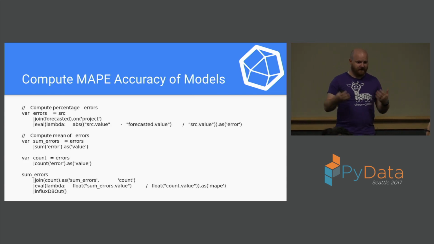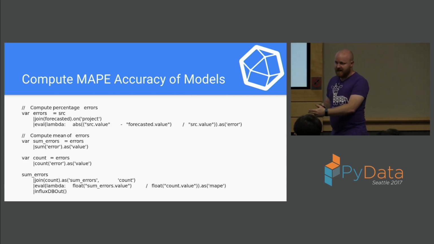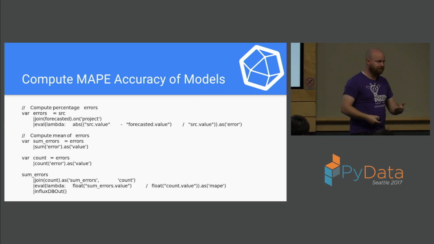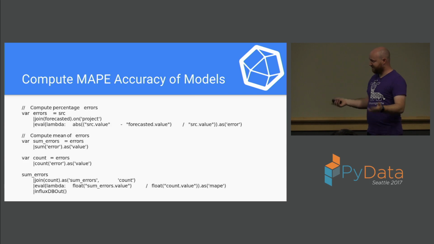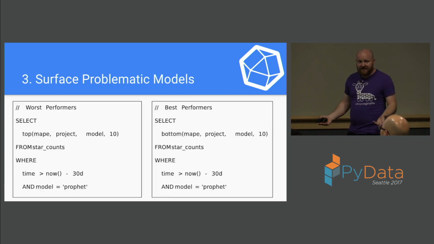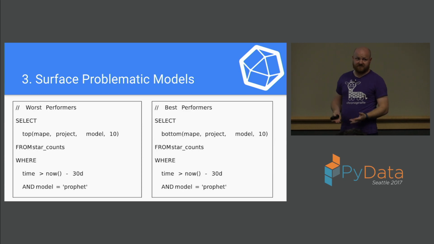So now we have a database that has the source data, a database that has the forecasted data, and a database that has the errors. And all of those are over time and as a dimension, so we can track those over time. Okay, so step 3 is we need to surface the problematic models. This is really easy. We now have the data sitting in a database. It's just a simple select query.